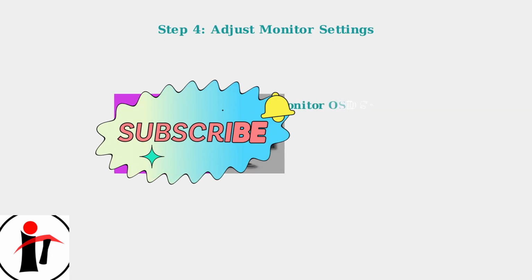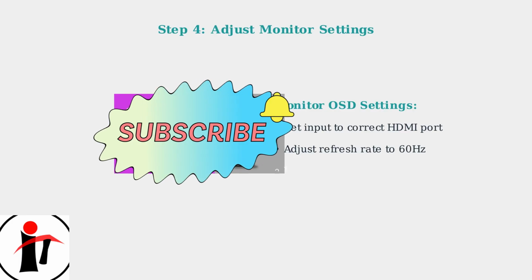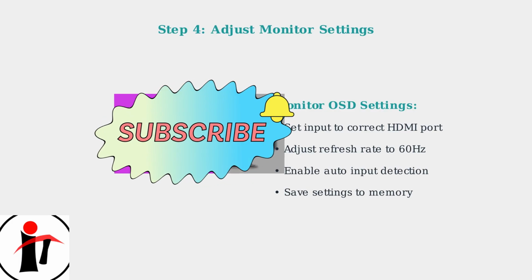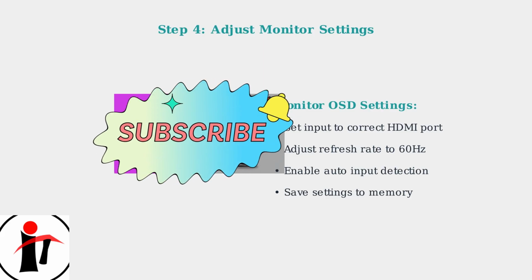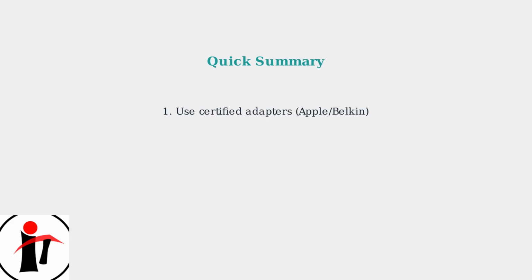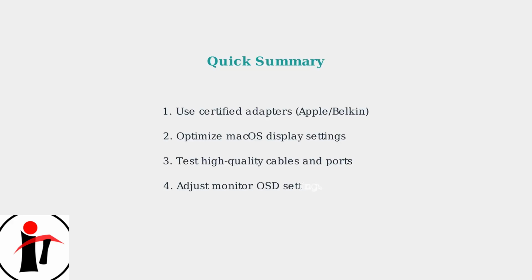Finally, adjust your Sceptre monitor's settings directly. Access the on-screen display menu to manually set the input source and refresh rate. Use your monitor's physical buttons to access the OSD menu. Set the input source to the correct HDMI port, adjust the refresh rate to 60 Hz, and enable auto input detection if available. These four steps, verifying adapters, optimizing display settings, testing cables and ports, and adjusting monitor settings, resolve most Sceptre monitor connectivity issues with Mac computers.